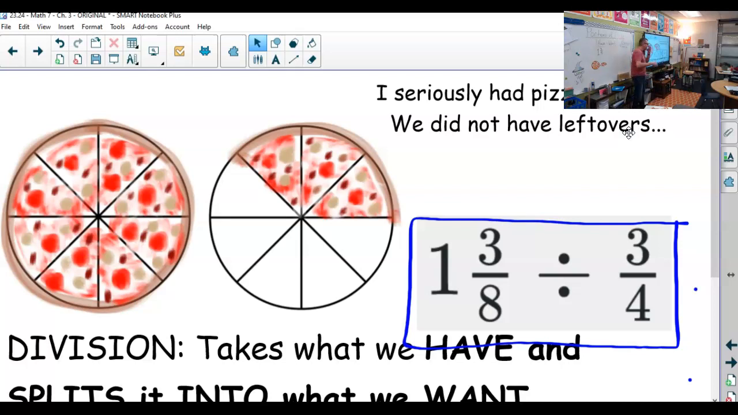We're going to split that up into leftovers of 3/4. I'm going to give you probably 90 seconds to chat with your teammate about how you think we can do this. You don't necessarily have to write anything else on your paper yet, but you can. Start talking with each other about how we can do this. It's what we have. We're going to divide into what we want.